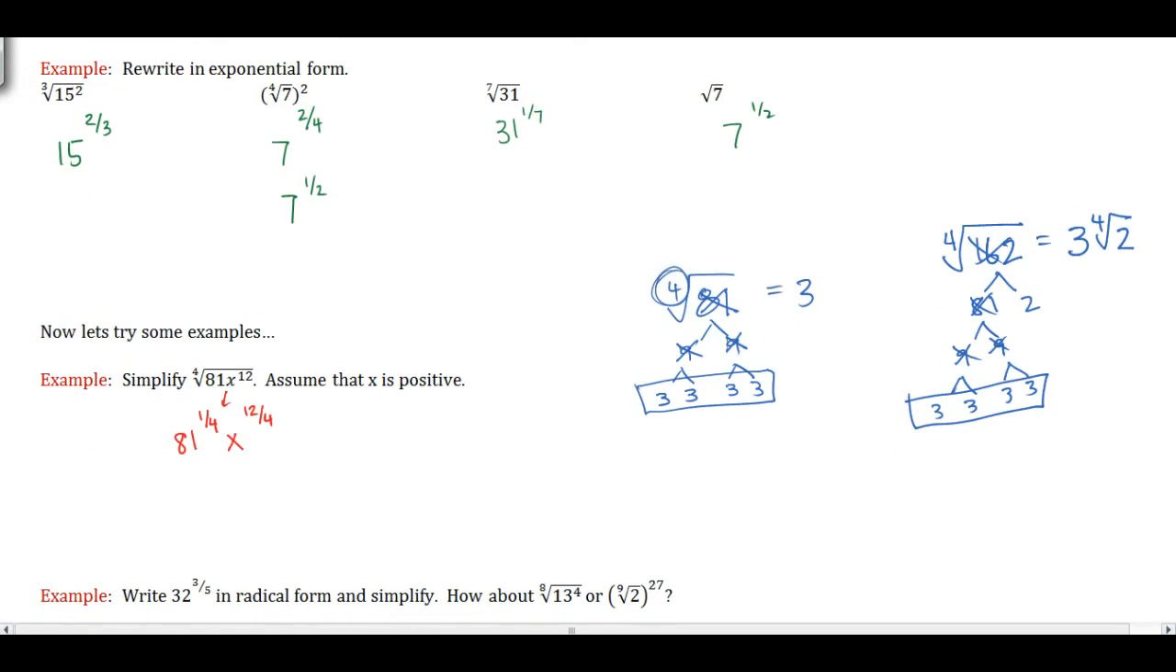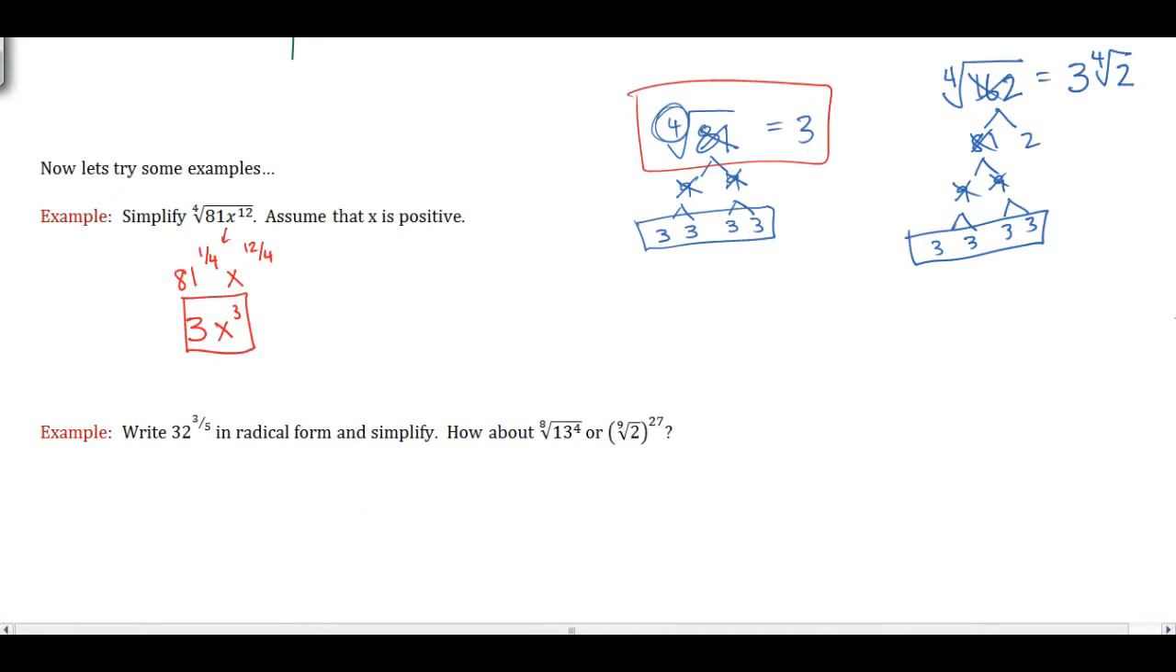And we just happened to figure out what 81 to the fourth root was. So we know that that's a 3. And I know that this is x to the 3rd power. And look at that. The radical is gone, and there's my answer. And I jump up and down, and I'm feeling really good. Could you do it some more? How about 32 to the 3/5?